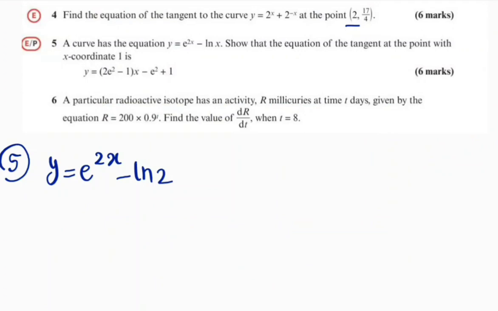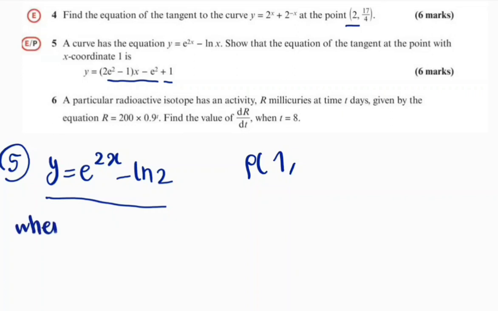Question 5. A curve has the equation y is equal to e to the 2x minus ln x. Show that the equation of the tangent at the point with x coordinate 1 is this. First of all, let's work out the y coordinate. Now we need to substitute x is equal to 1 into here to work out the, into here. Yeah, because this is our derivative actually. This is the equation of the tangent. Yeah, it's very easy to make a mistake when they give you more than one equation, so be careful.